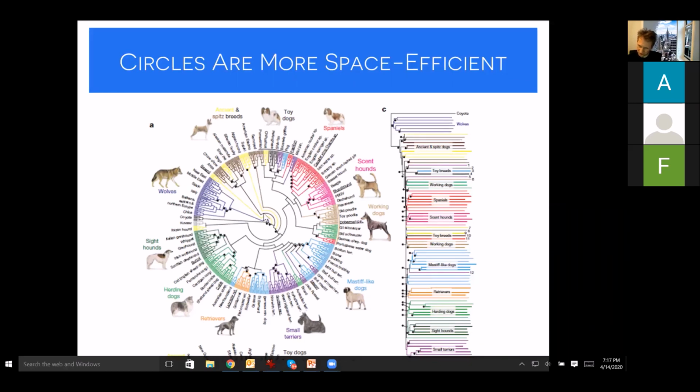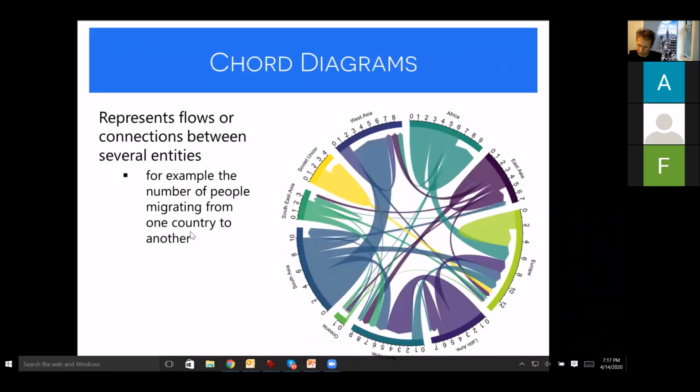You can always go back to the root and take another branch. You can compare the different branches. It's a really nice way to look at data when you represent it in a radial fashion. This has become quite popular, the radial representations.